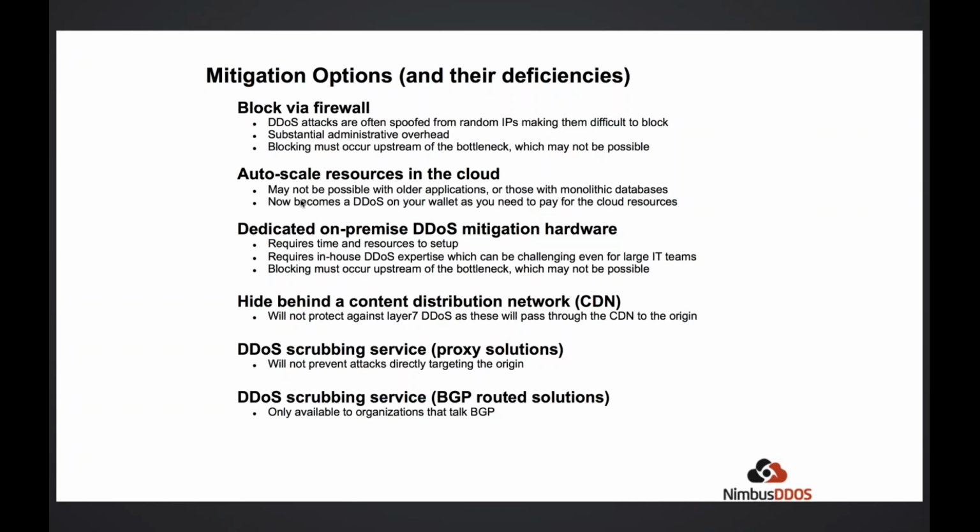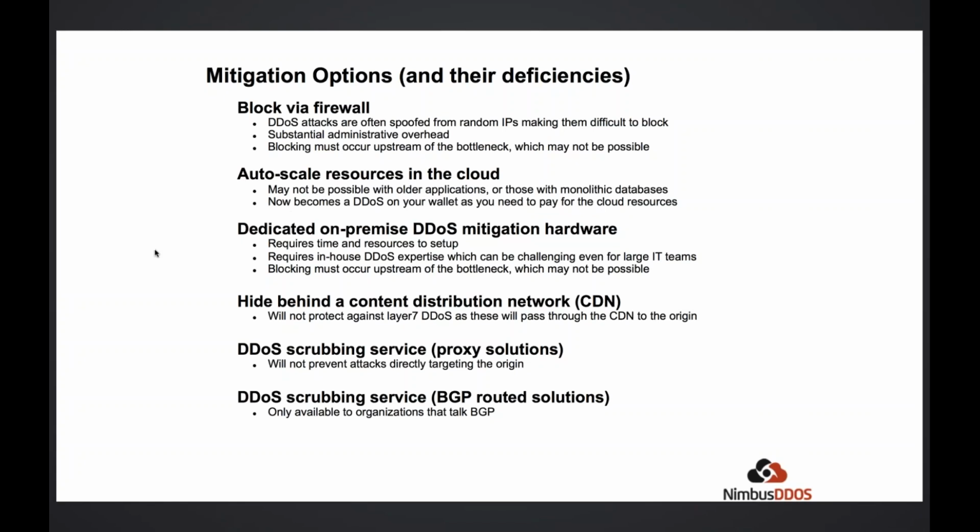And then, of course, the last downside to the auto-scale approach is that it becomes a DDoS on your wallet, because all of those resources in Amazon or your other cloud vendor, those aren't free. You obviously have to pay for those. So if an attacker is targeting you and they run an attack against you for a month, you're going to be paying for all of those resources to handle that traffic for a month, which can become very expensive.